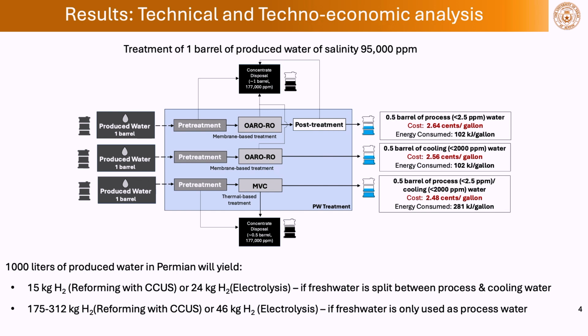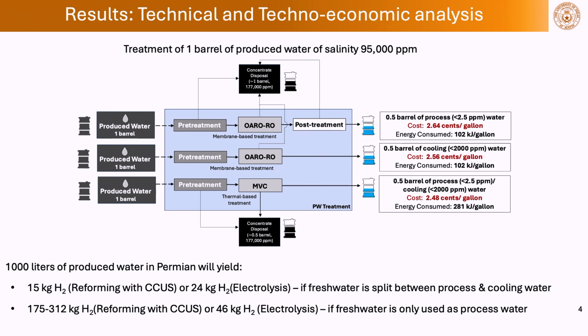So in that way, we are also solving the produced water management problem in general, and also the clean hydrogen water requirements problem. To put things in perspective, for every 1,000 liters of produced water in the Permian that we treat, we get about 15 to 24 kgs of clean hydrogen if the fresh water is split between process and cooling water. Whereas we get about 175 to 312 kgs of clean hydrogen for reforming and 46 kgs for electrolysis if the fresh water that we obtain is just used for the actual process itself.